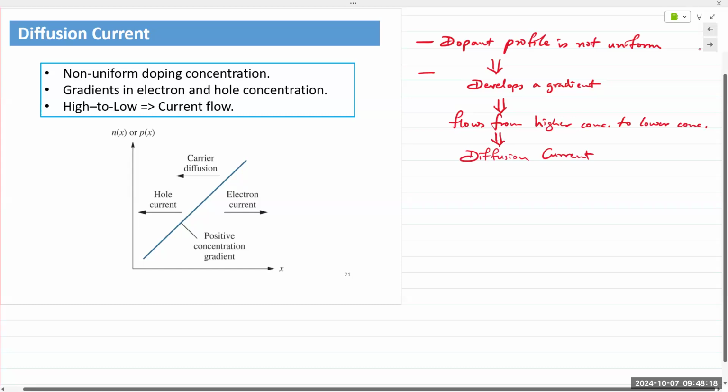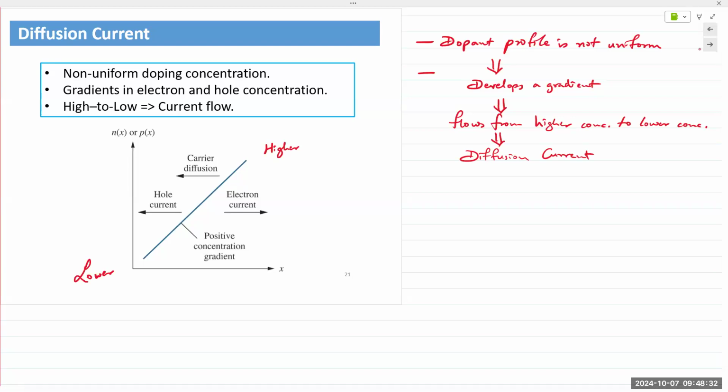So here, of course, is the higher concentration, and on the left is lower concentration. And the carriers are moving from higher to lower. So it's the inverse of the slope of the gradient. Okay.